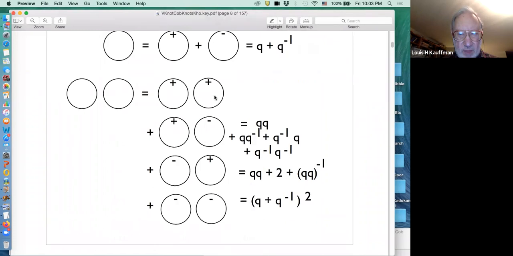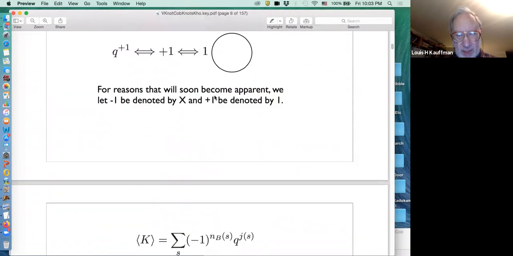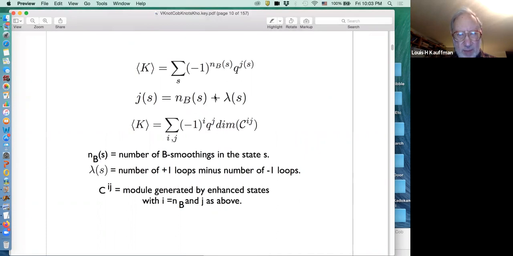And then we talked about how to do enhanced states and label them with x and 1 instead of minus 1 and 1. And the bracket then is the sum over the enhanced states, the ones with the plus or minus 1s in them, of minus 1 to the number of b's in the state, and q to j, where j is the number of b's plus the sum of pluses and minuses from the loops. And we could rewrite this by saying, well, it's just the sum over all the i's and j's that are possible times the number of states that have that particular i and j, which we are writing as the dimension of a module, where the module is the ones that are generated by those states.